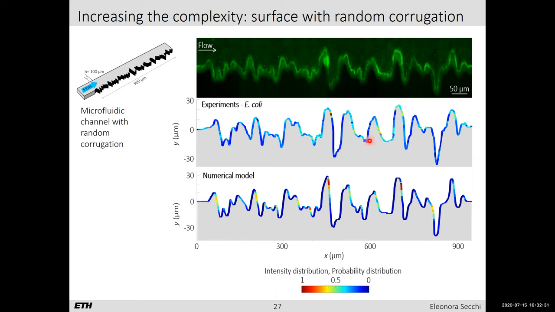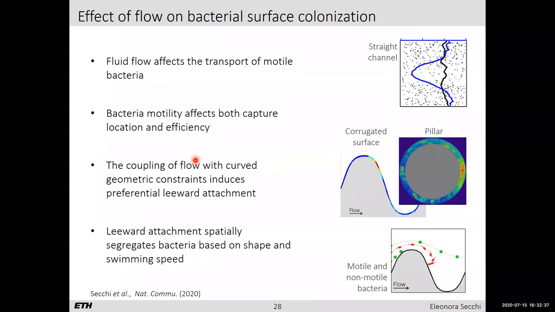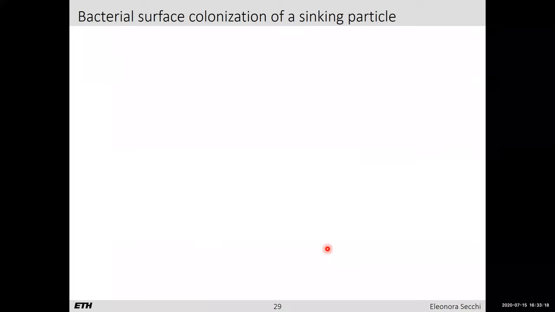So in summary, we have seen how fluid flow affects the transport of motile bacteria. And we have seen that bacterial motility affects both capture location and efficiency. The coupling of flow with curved geometry induces this preferential leeward attachment, and this leeward attachment can lead to spatial segregation of bacteria with different phenotypes. All this work was done in 2D geometries, considering just the surface. However, similar results can be extended to 3D.